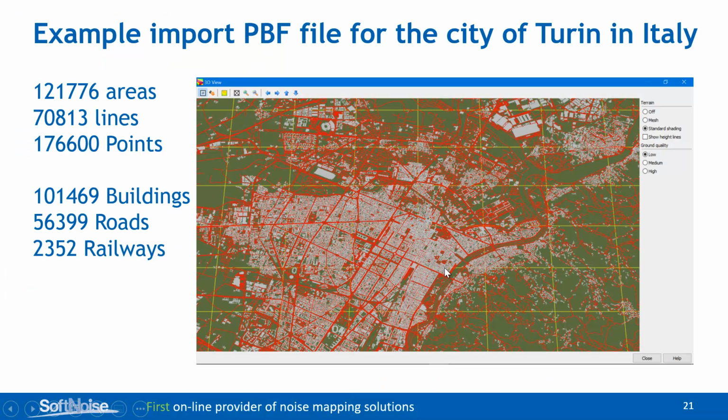Then in Predictor it will look like this if you convert the OSM areas and the OSM lines to buildings, roads and railways. So that's a very convenient and easy way to convert OpenStreetMap data into buildings, roads and railways in your Predictor model.